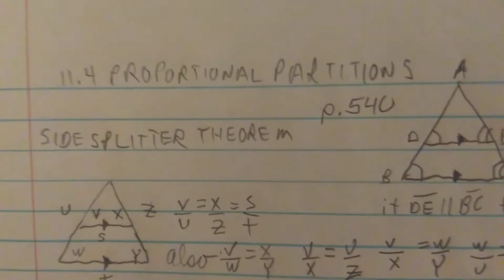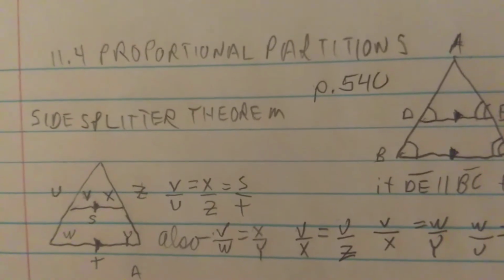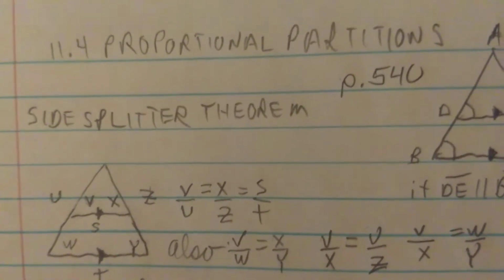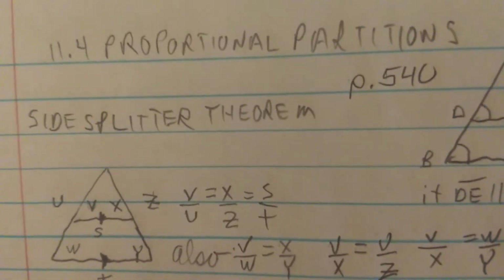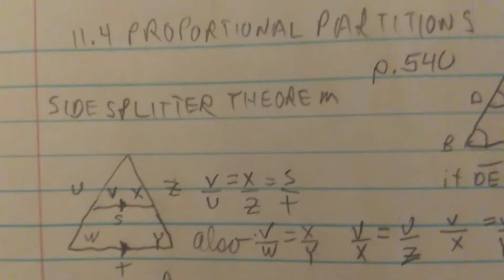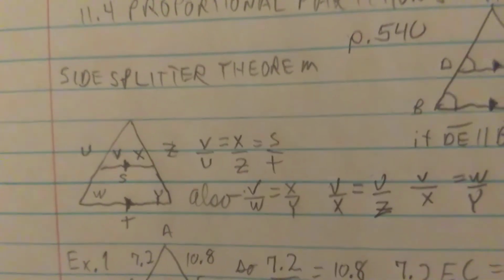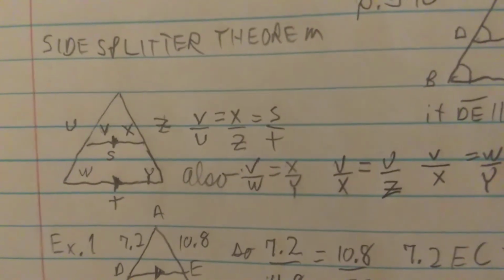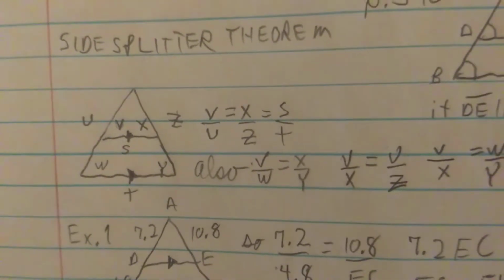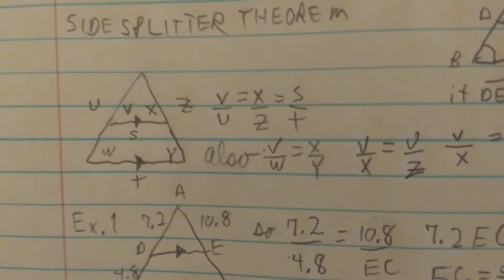Again, this is Mr. Ryan on Thursday, April the 2nd for geometry class, and we're now at 11.4 called proportional partitions. So this starts on page 540, and remember, get your calculator in hand, you're really going to need it, and your notebook, and just take your good notes and your good homework, and you'll be done with your homework to turn in today.